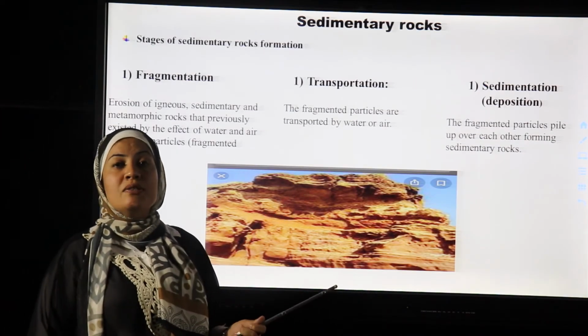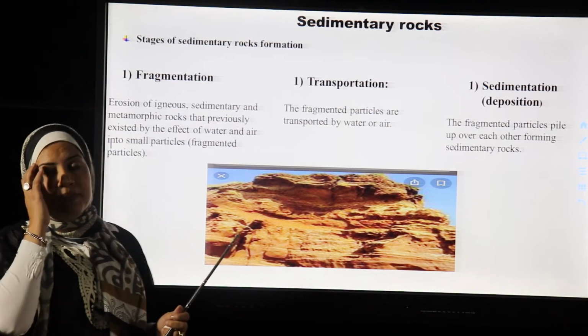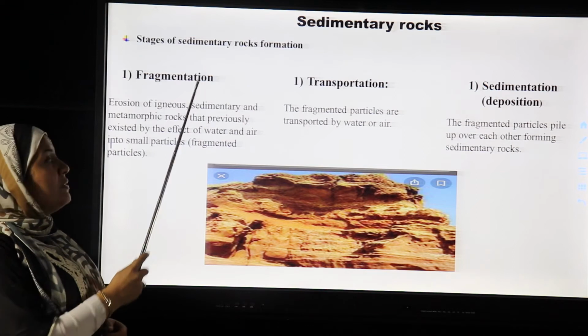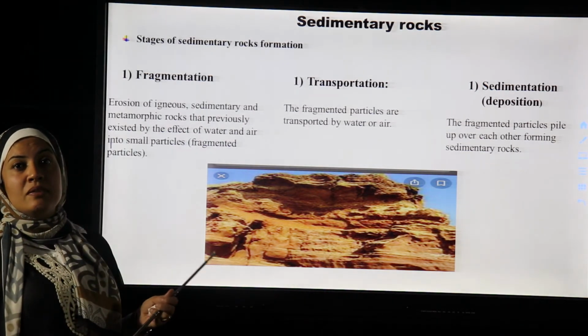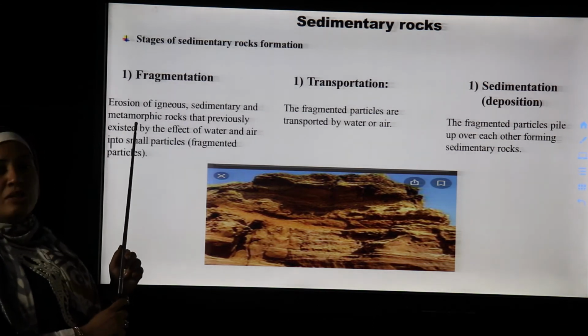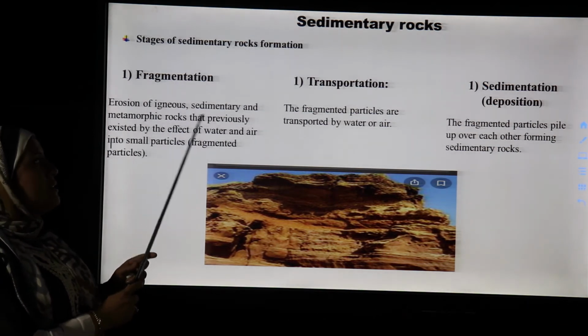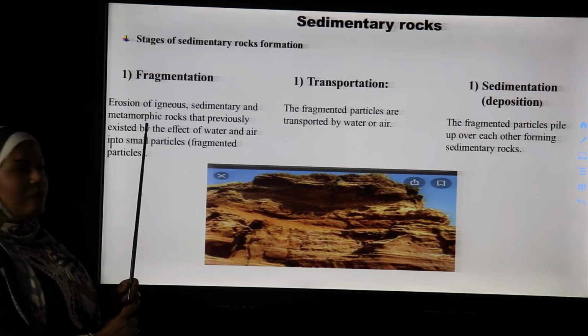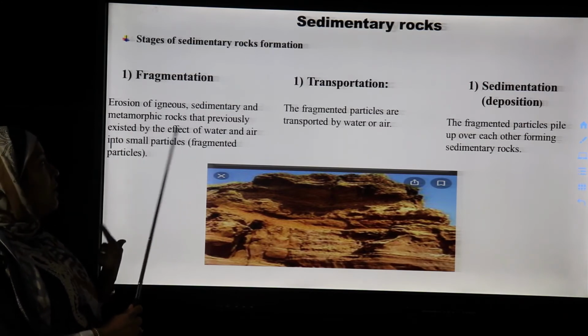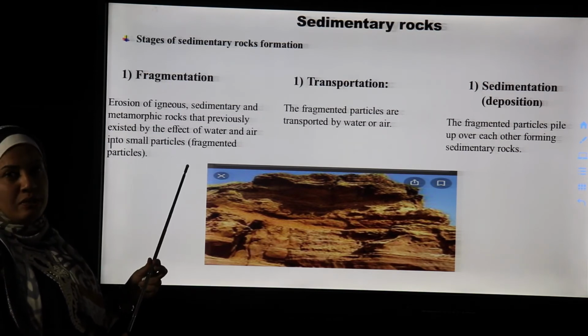Now we will talk about sedimentary rocks. To form the sedimentary rocks, there are stages. What are the steps or stages to make the sedimentary rocks? The first is fragmentation. Fragmentation is the erosion of igneous, sedimentary, and metamorphic rocks that previously existed, by the effect of water and air, into small particles.